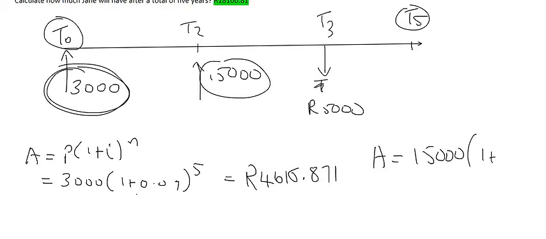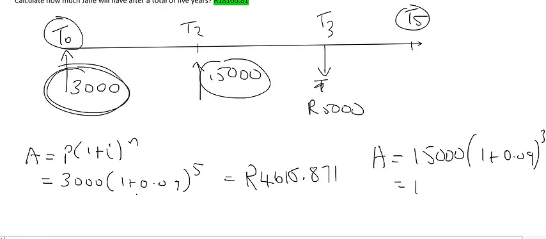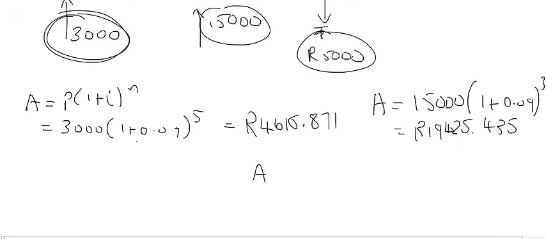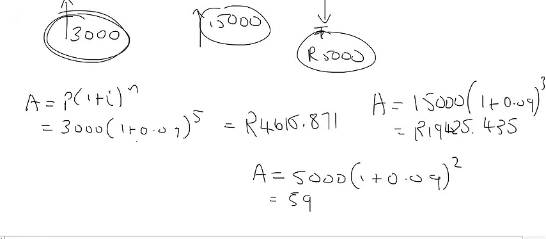So we treat each of these amounts separately. And that gives you 19,425 Rand, 0.435. I'm just doing 3 decimal places. And then this one is going to be, well, the difference between T3 and T5 is 2 years. So we'll do the same formula, but it'll be 5,000 Rand, and that'll be for 2 years.